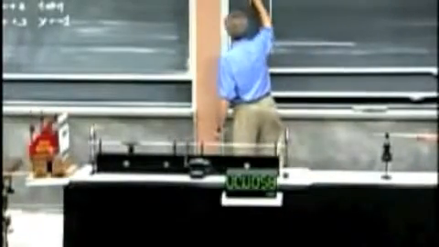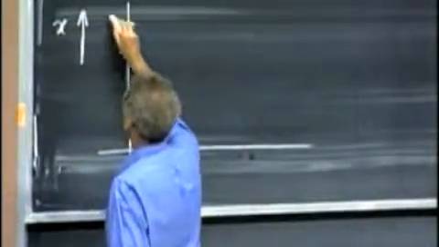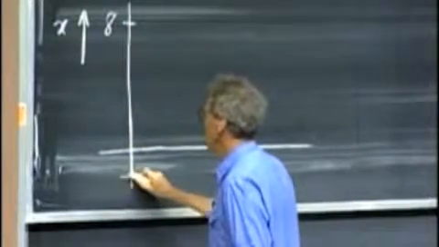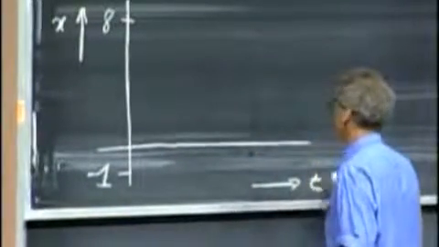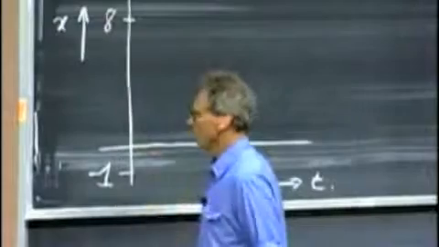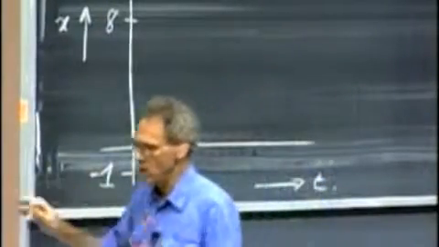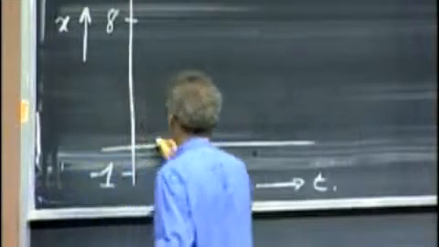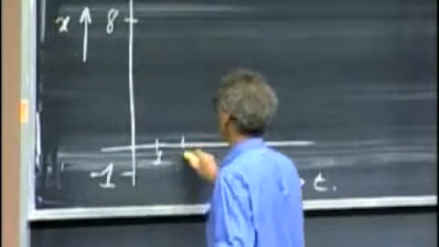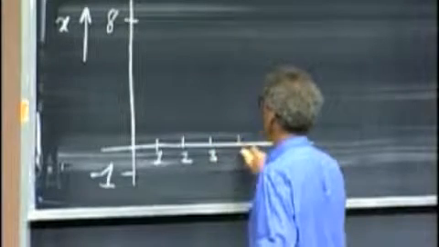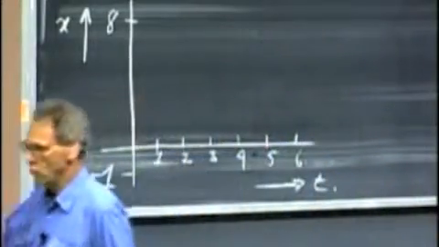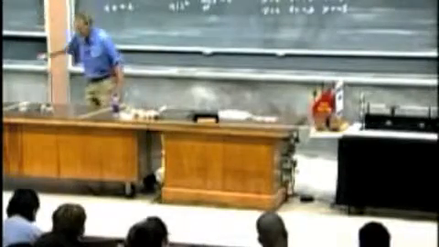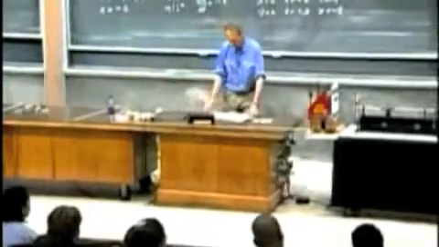Let this be increasing value of x. Let this be 8. And let this be minus 1. This is the time axis. I have a 0 here. And so I want to cover, let's say, about 6 seconds. So I have 1, 2, 3, 4, 5, 6. Now I'm going to use this information in order to give you a curve which is similar to that one, except this is a simple one. This is just a parabola.